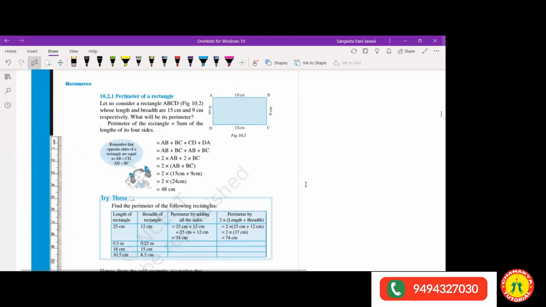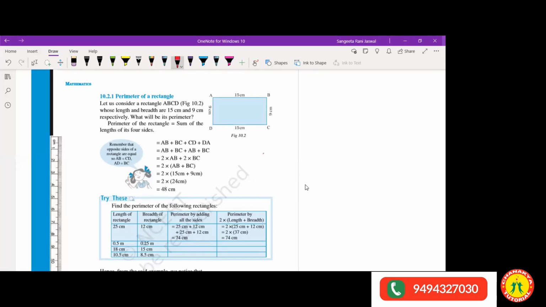Now coming to perimeter of a rectangle. See, in this chapter, you have studied about perimeter of a rectangle, perimeter of a square, perimeter of other closed figures. So there is a specific formula for this. There is no actually specific formula. It's actually the sum of all sides.